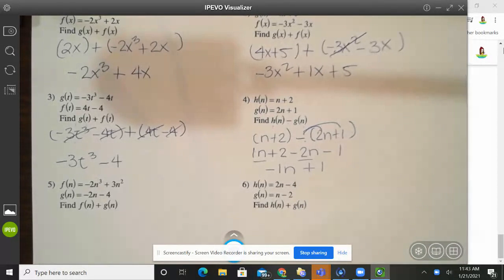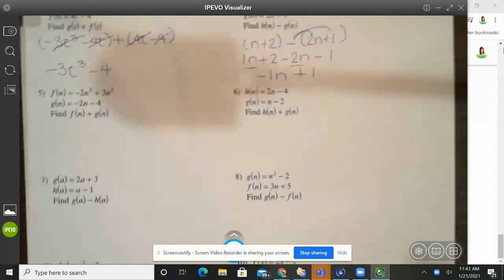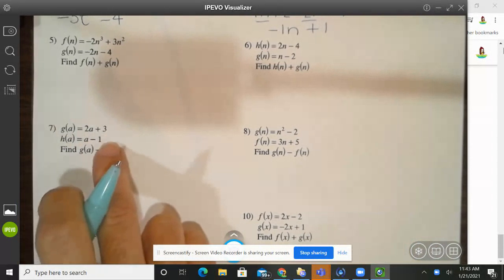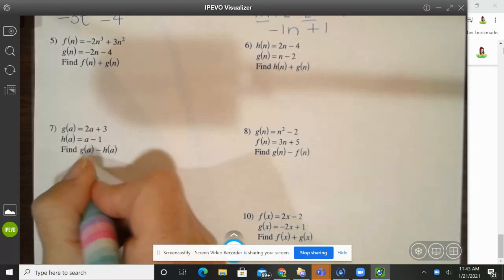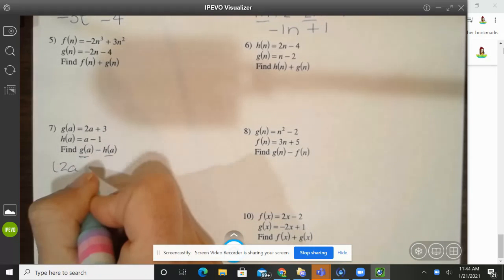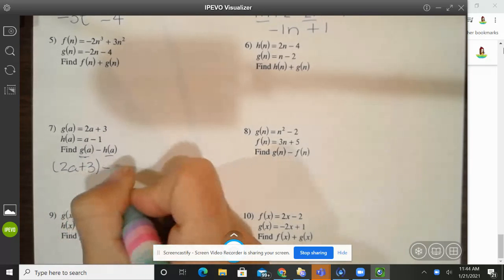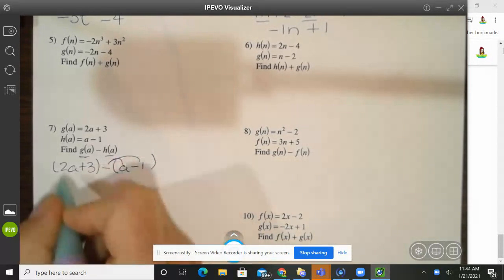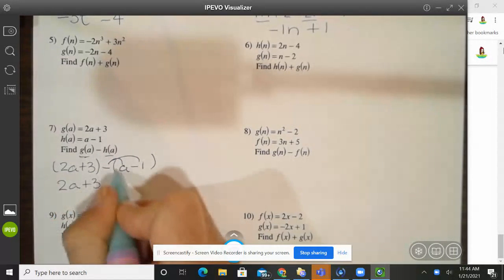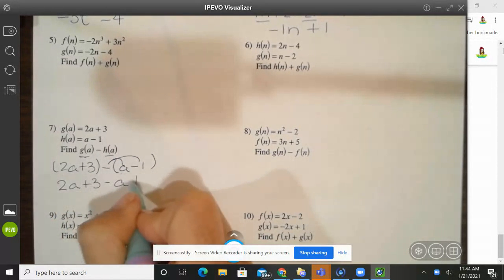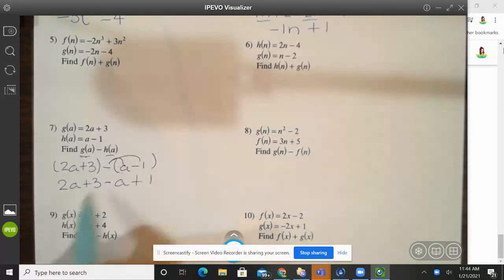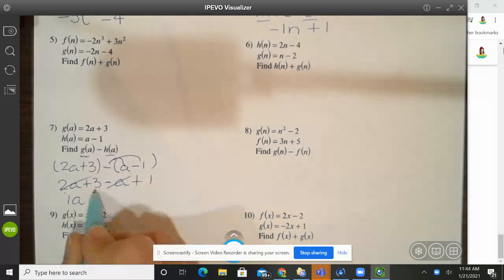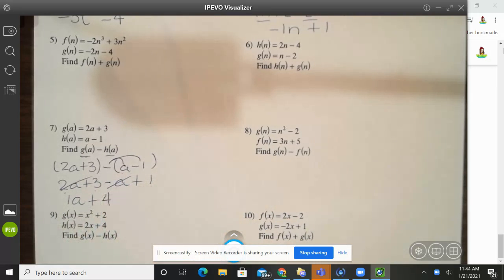So let's do another subtraction right here. We have g of a minus h of a. So you're subtracting this one from this one, and you have to put it in that same order. So that's 2a plus 3 minus a minus 1. Change the signs here. So that is 2a, drop the parentheses, minus a plus 1. And combine like terms. 2a minus a is 1a, and 3 plus 1 is 4. And I'm done.